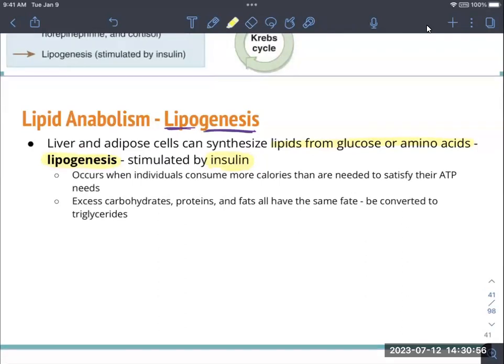So it happens when somebody consumes more calories than they need to satisfy their ATP needs. So if you eat more than your energy requires, this is where we're going to take these different glucose molecules and we're going to start to store them. If we have excess carbohydrates, proteins, and fats, they're all going to be converted to triglycerides. All of them will, unfortunately.